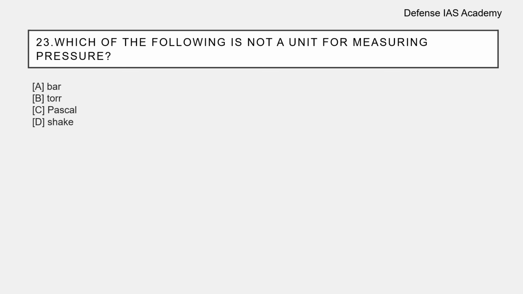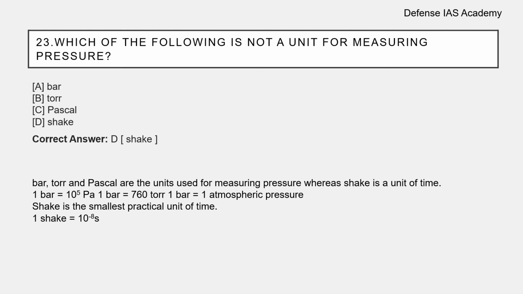Question number 23. Which of the following is not a unit for measuring pressure? The options are option A, bar, option B, torr, option C, Pascal, option D, shake. The correct answer is option D, shake. Bar, torr and Pascal are the units used for measuring pressure, whereas shake is a unit of time. Shake is the smallest practical unit used for measuring time.